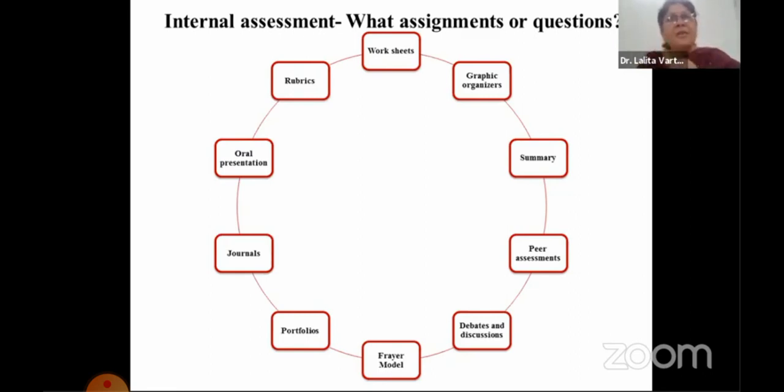This could be the different kinds of assessments which you can give in the choice-based credit system, because the choice is yours.